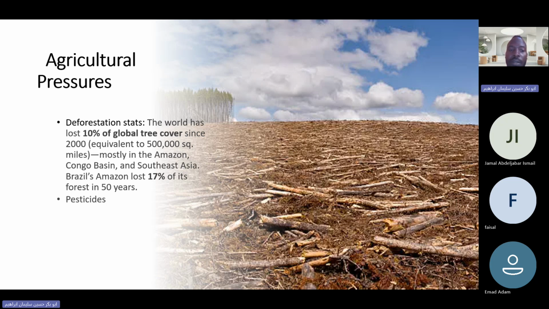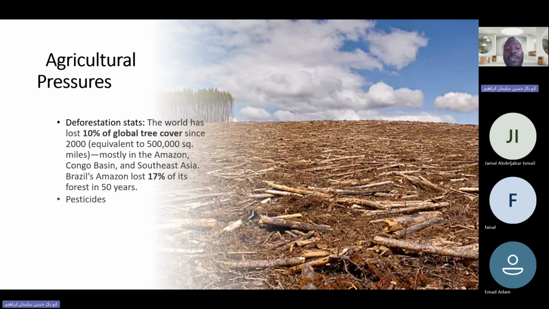This is a very dangerous indicator. Secondly, as you know, the Amazon, one of the biggest forests in the world, which lies in Brazil, lost 70% of its total forest within 50 years. This is also a problem.